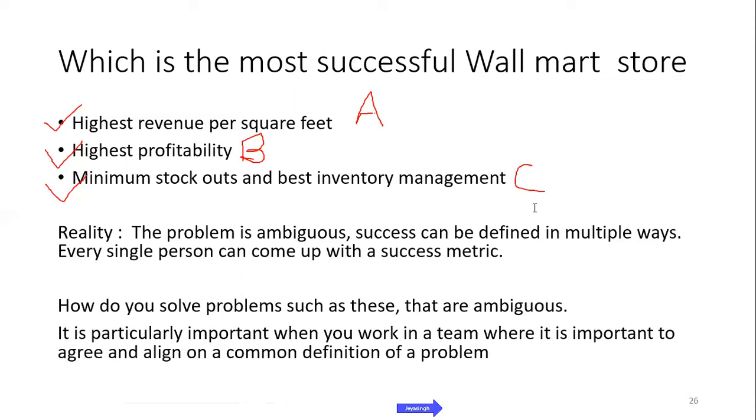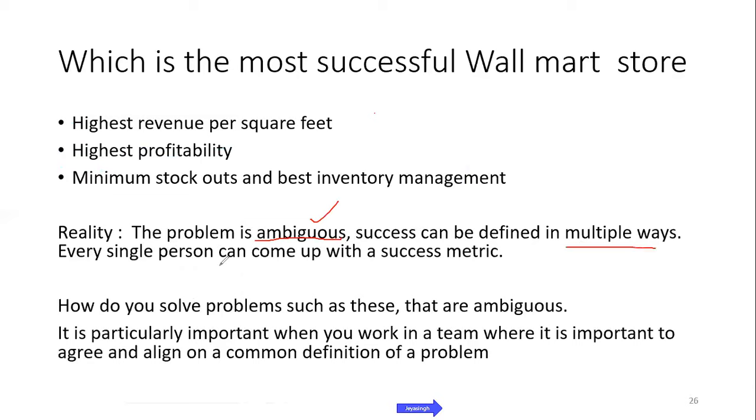And so Shravan also says that these are all actually subsets of profitability, isn't it? So you've got to think of the right definition. I think what we're all arriving at is you've got to think of the right definition before you go ahead and do the analysis. So the problem is actually ambiguous, and that's what life is like, right? When you're in a job, there's no one set definition for the problem. You could actually define success in many different ways.